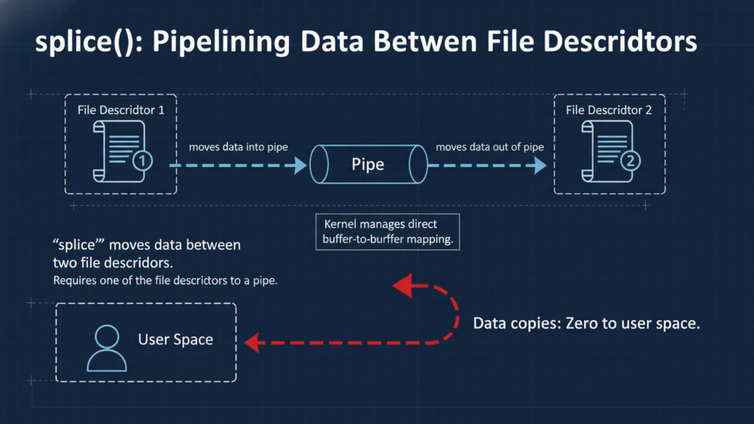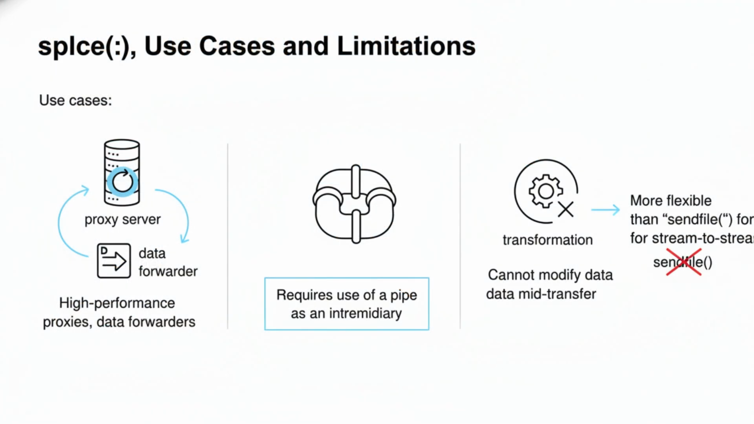The kernel intelligently manages the data transfer by mapping pages directly between the kernel buffers associated with the 2 file descriptors. This method again bypasses user space copies, resulting in minimal CPU usage and memory bandwidth consumption, offering a high-performance conduit for data streams. The flexibility of Splice makes it suitable for a wider range of scenarios than sendfile. It's particularly useful for building high-performance proxies, data forwarders, and custom network routers.